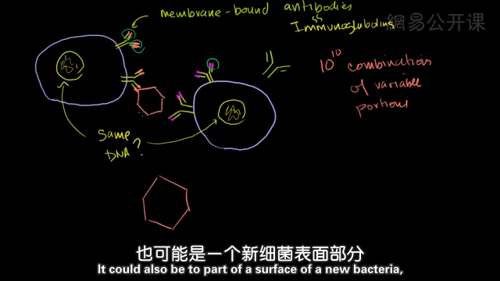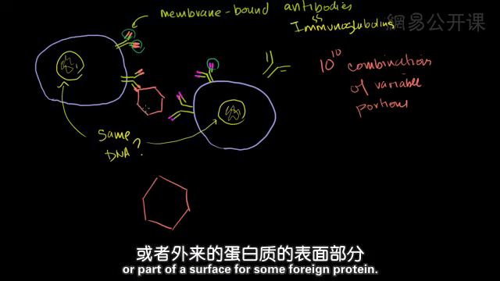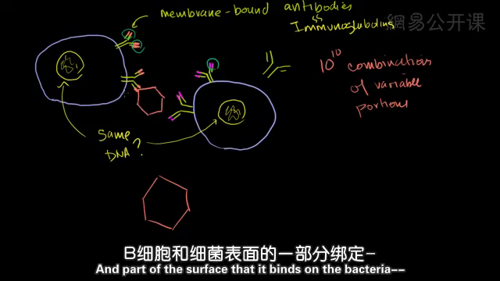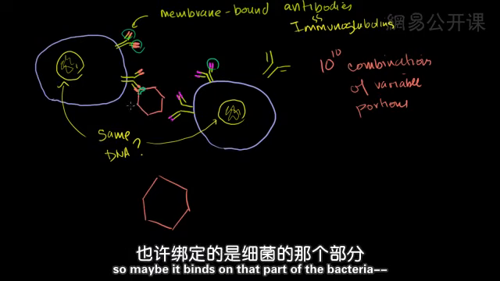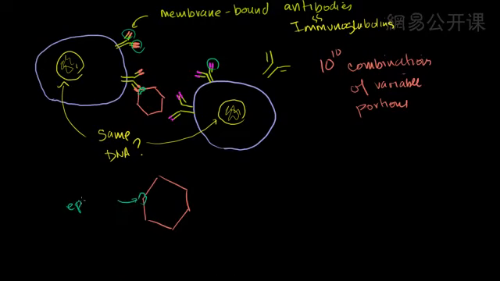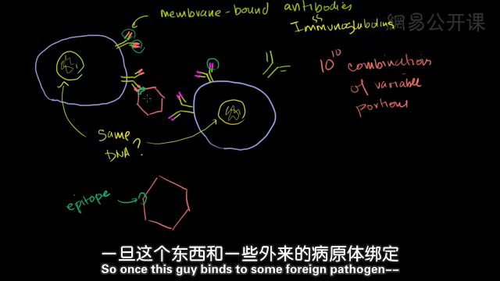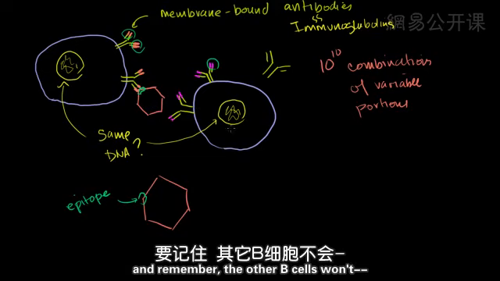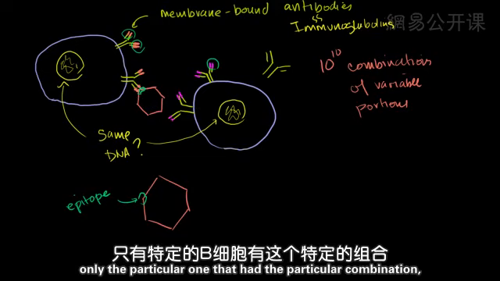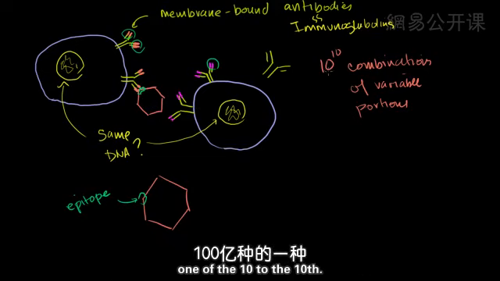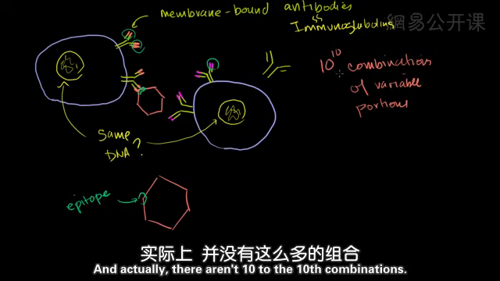It could also be to part of a surface of a new bacteria, or part of a surface for some foreign protein. And the part of the surface that it binds on the bacteria, so maybe it binds on that part of that bacteria, this is called an epitope. Epitope. So once this guy binds to some foreign pathogen, and remember, the other B cells won't. Only the particular one that had the particular combination, one of the 10 to the 10th. And actually, there aren't 10 to the 10th combinations.